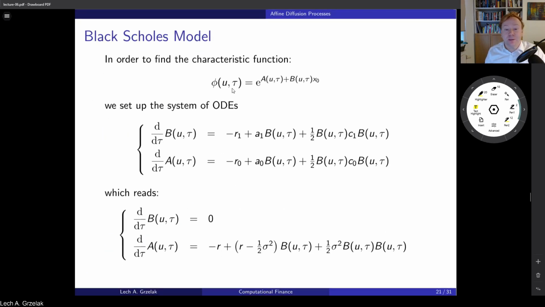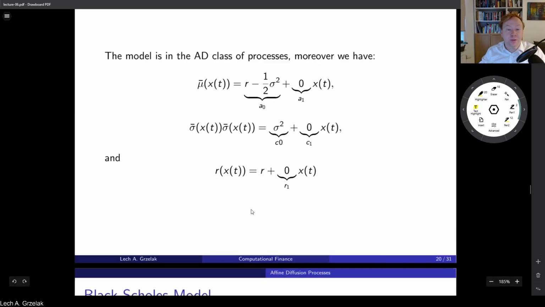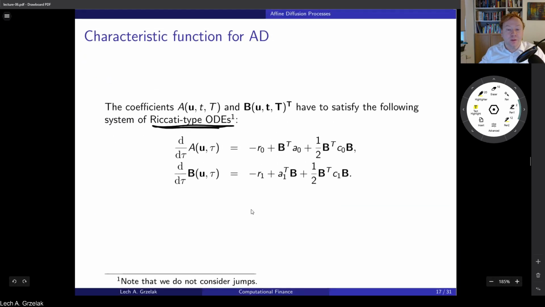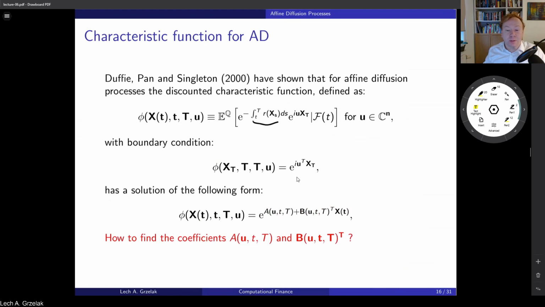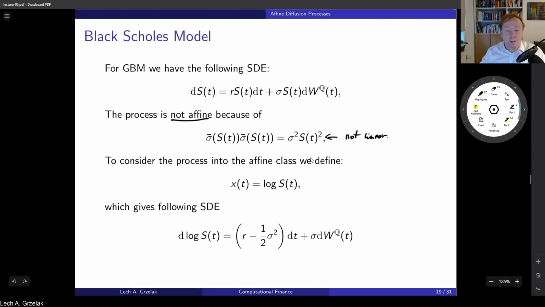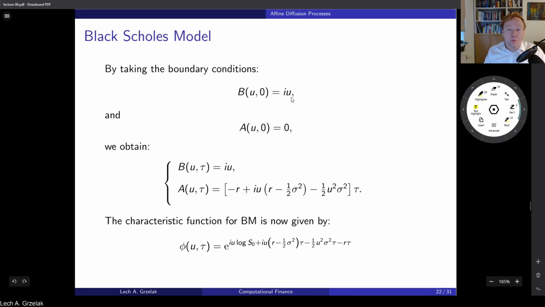Then we know that the characteristic function is of this form. We also know the ODEs from Duffie, Pan, and Singleton. This is the Riccati type of ODEs. After substitution of R0, R1, A1, A0, and then C1 and C0, this is the system of ODEs that you arrive at. We also know the boundary condition. As you remember, Duffie, Pan, and Singleton also gave us the boundary condition. This is equivalent to what we have seen already for the Black-Scholes case. And if we use those boundary conditions, we have the form that we have already seen for Black-Scholes.